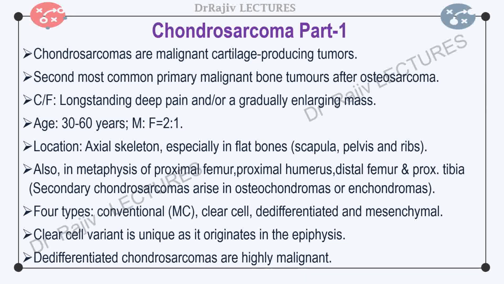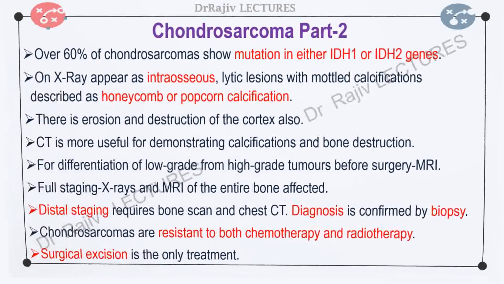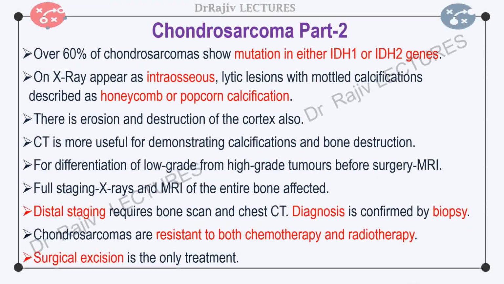There are four histological types: conventional chondrosarcomas, clear cell chondrosarcomas, dedifferentiated chondrosarcomas, and mesenchymal chondrosarcomas. The conventional type is the most common. The clear cell and mesenchymal variants occur in younger people in their teens or 20s. The clear cell variant is unique in that it originates in the epiphysis. Dedifferentiated chondrosarcomas are highly malignant. Over 60% of chondrosarcomas show mutation in either IDH1 or IDH2 genes.